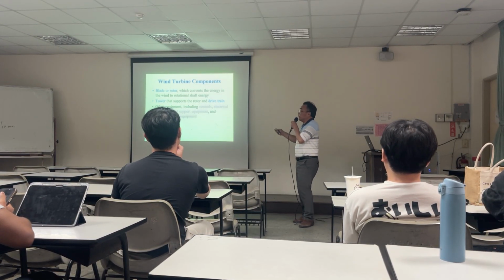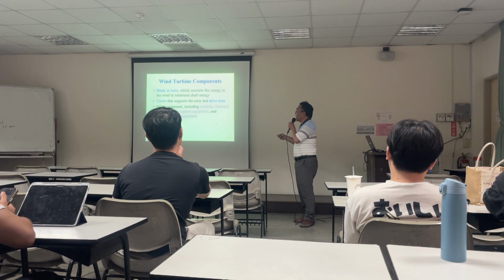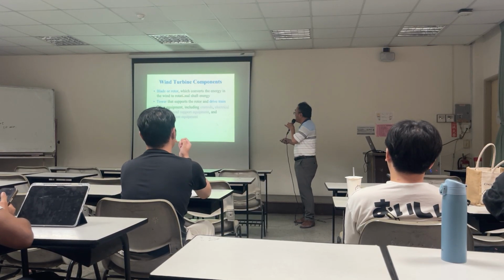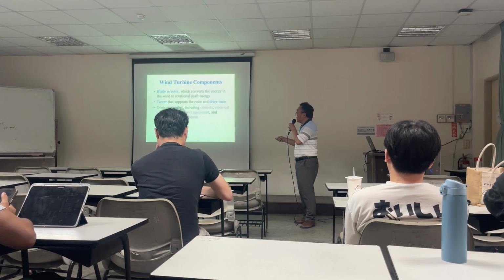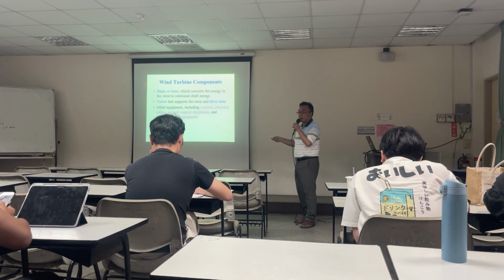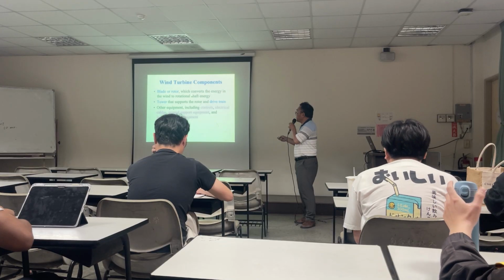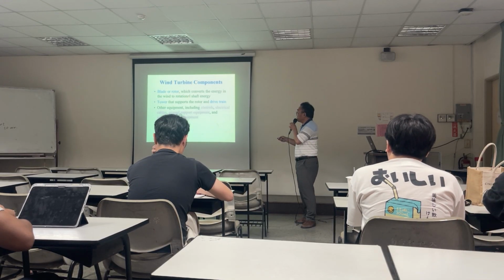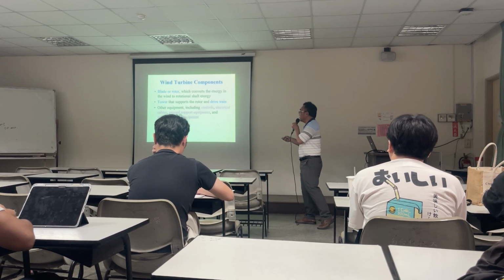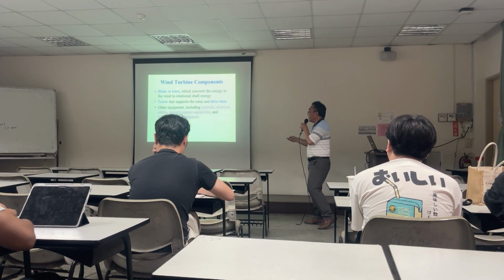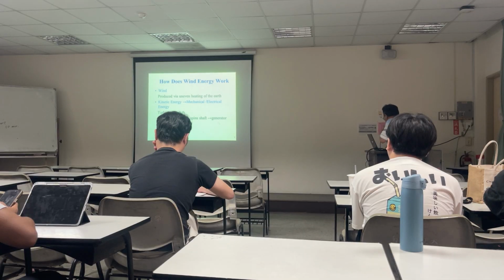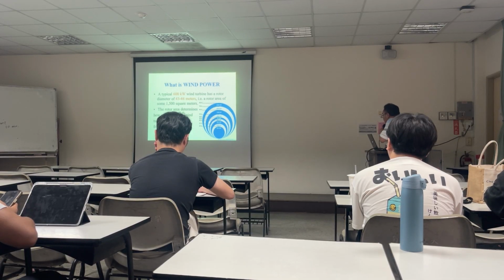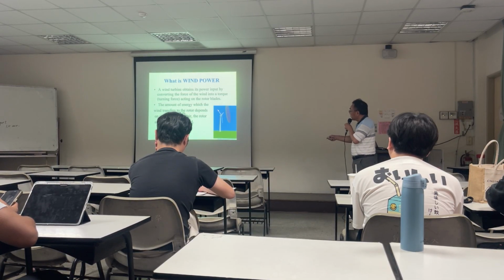Next is about the typical wind turbine components. First, I think the most important is the blade, or rotor, which converts the energy in the wind to rotational shaft energy. The blade is like this. This is its blade.